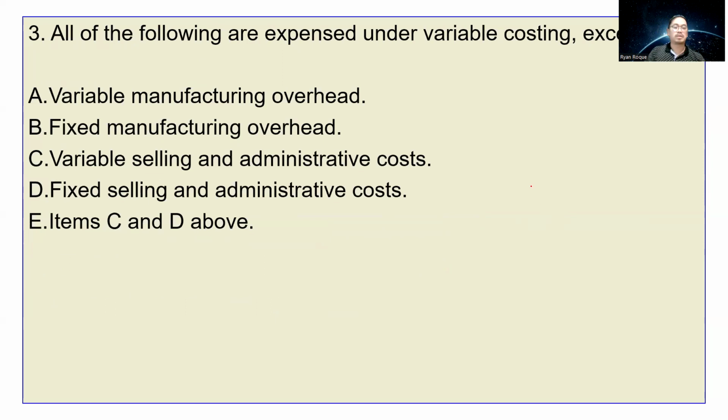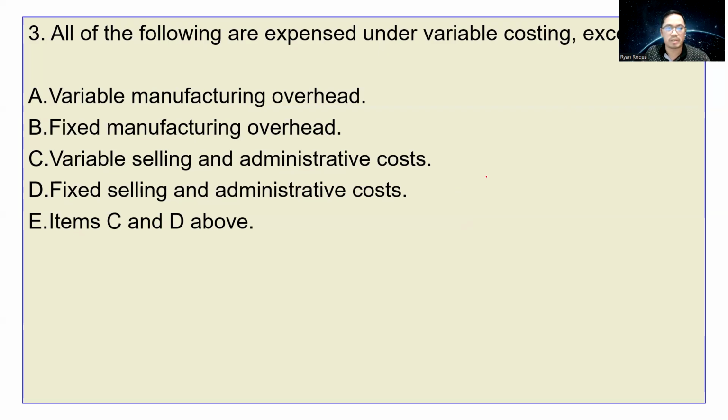All right. So all of the following are expensed rather under the variable costing method. So which would not be expensed under the variable costing method? The answer is... Actually, we are asked for the exception again. So what would be your answer?